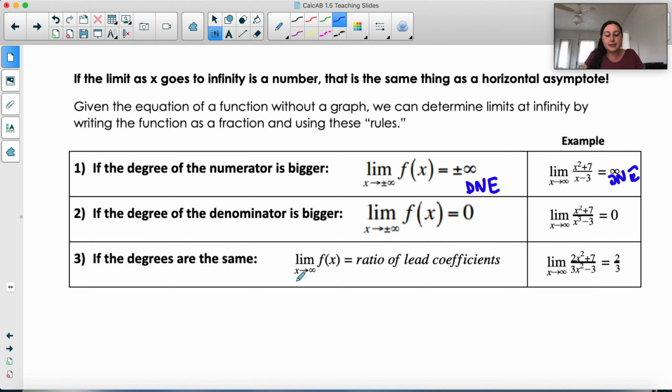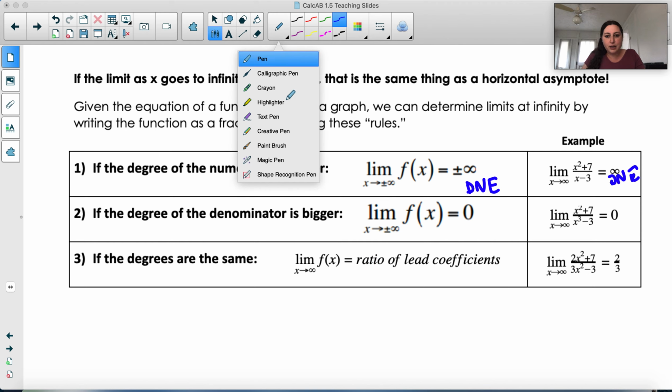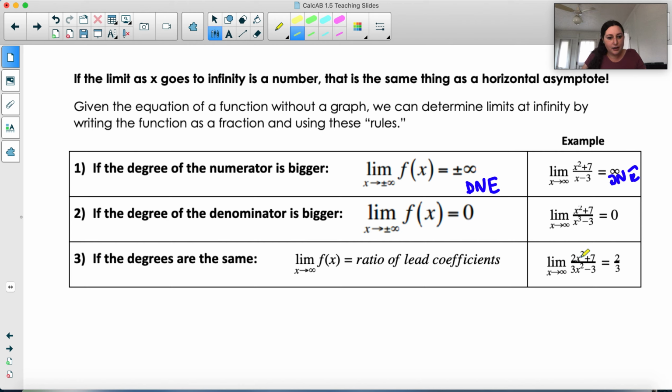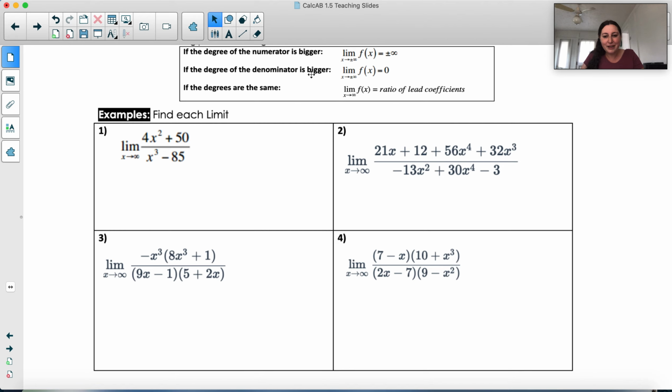And if the degrees are the same, the limit is going to be the ratio of the leading coefficients. So in this case, let me get a little highlighter here. You've got x squared and x squared as your biggest degree terms. They're the same, so the limit is 2/3. And it's that simple. So let's take a look at some examples. I put this key up here just to remind you.